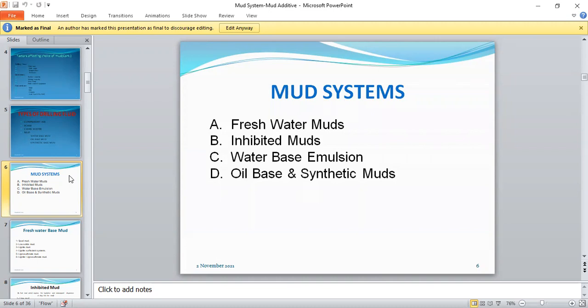Then we have the oil-based and synthetic muds. When we talk about oil-based, it does not mean that it is pure oil altogether. We still have some volume of water. The water is very necessary because we have other chemicals that must mix with water inside.